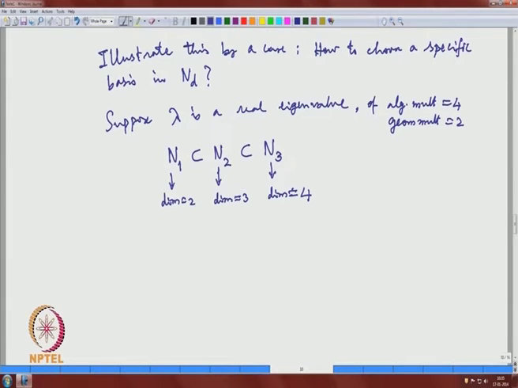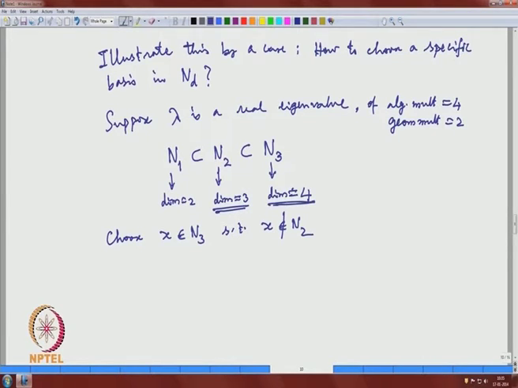Okay. So, choose x in N 3 such that x is not in N 2. This is possible because this dimension is 3 and this is dimension 4. So, there is at least one non-zero vector which is in N 3 which is not in N 2, that is fine.